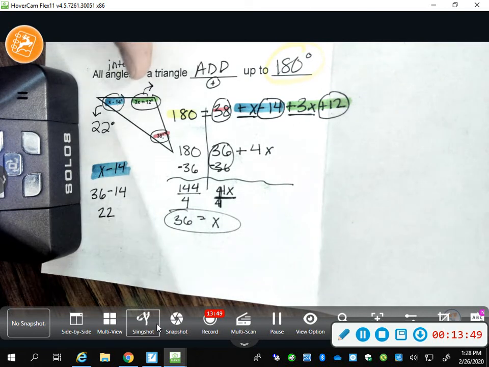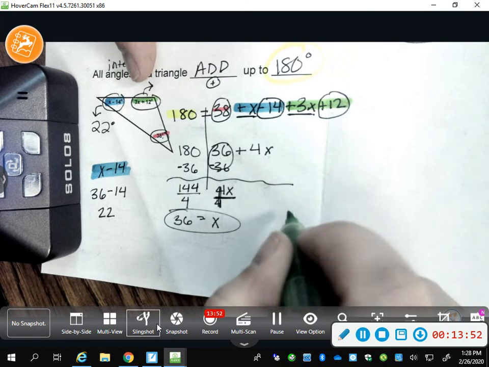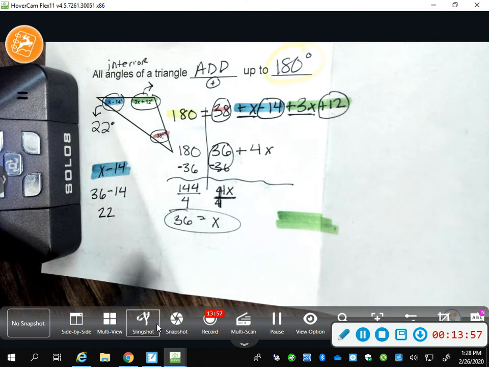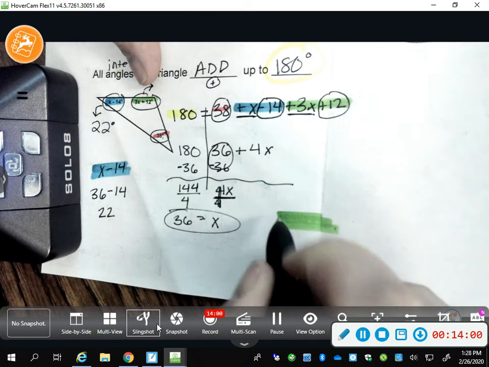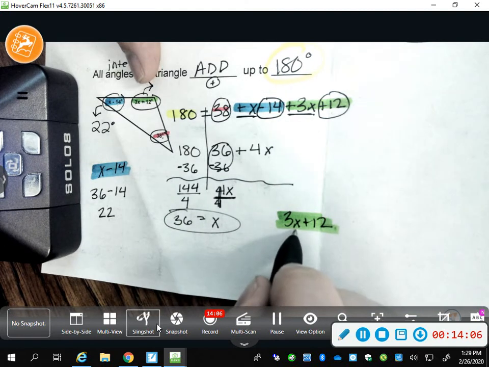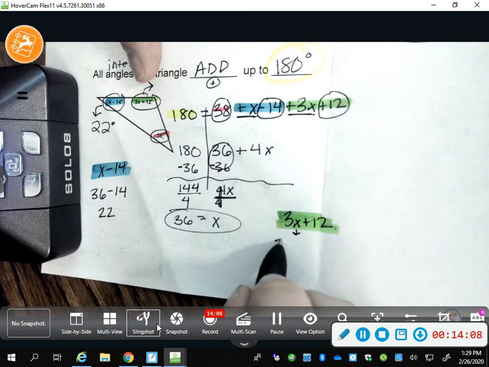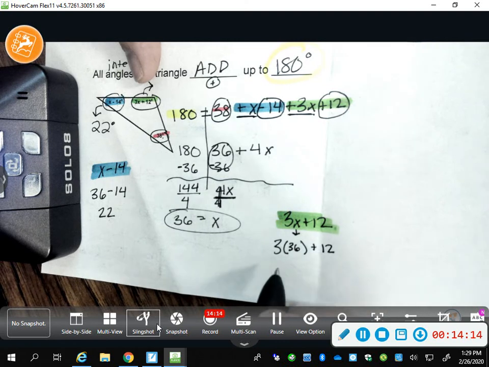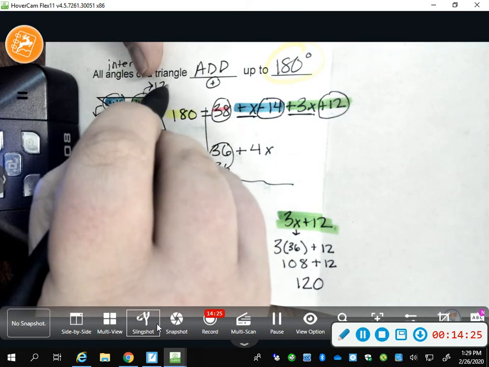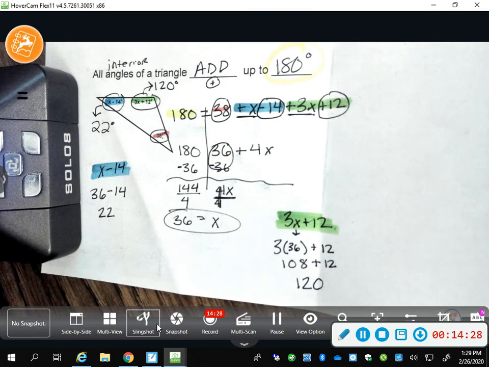The last thing I've got to do is find the measure of the green angle now. I'll do that off to the side right here. The green angle has a measure of 3x plus 12. Instead of writing x, I can replace that with 36. So 3x plus 12 becomes 3 times 36 plus 12. 3 times 36 is 108. I have my plus 12. 108 plus 12 is 120. This is an angle, so the green angle will be measured in degrees, 120 degrees.